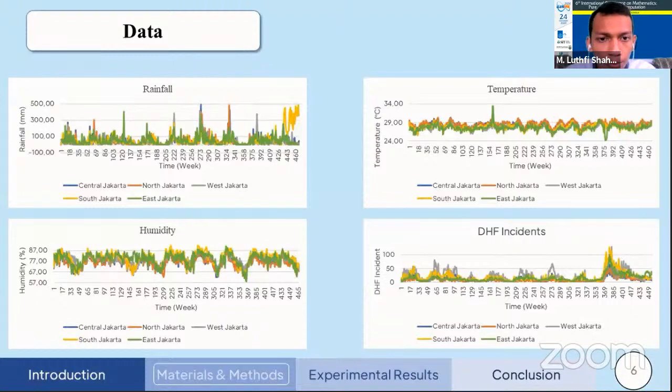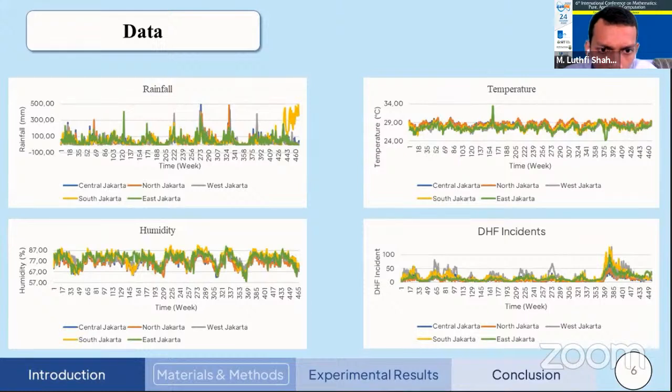The data that will be used in this research is daily data of rainfall, temperature, humidity, and dengue hemorrhagic fever incidents in several districts in DKI Jakarta, except for Kepulauan Seribu. It means only West Jakarta, East Jakarta, South Jakarta, North Jakarta, and Central Jakarta. That was obtained from the meteorological, climatological, and geophysical agency, which we can call BMKG, and the DKI Jakarta Health Office, which we can call Dinas Kesehatan DKI Jakarta.